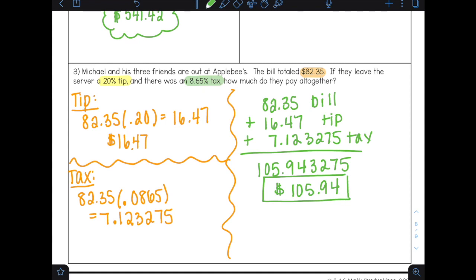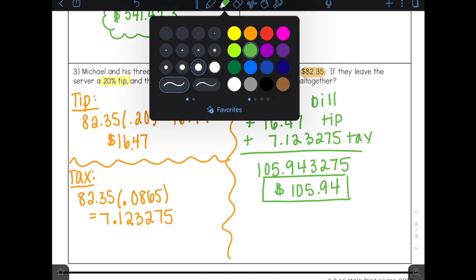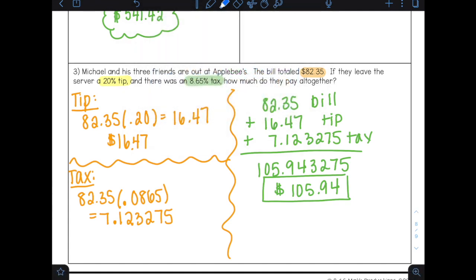Now, here we have the different parts. Our bill, the tip, the tax, and we're combining it all together. So you would get $105.94.